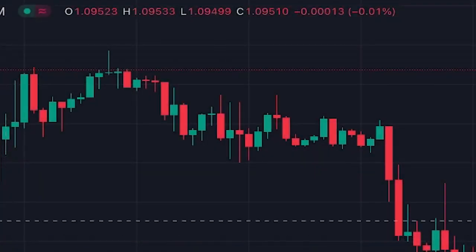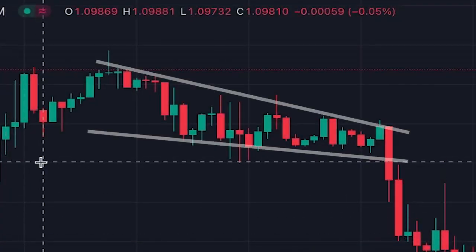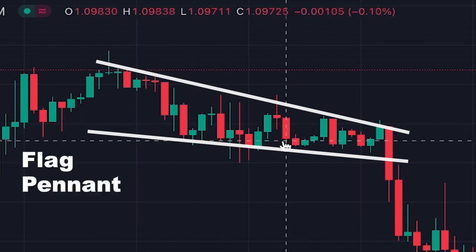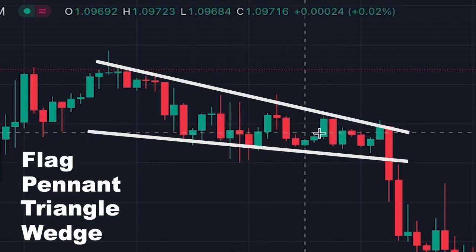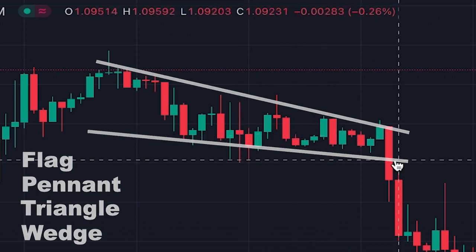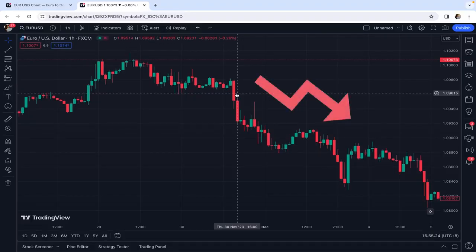If you have experience of price action analysis, you know that there are some patterns like flag, pennant, triangles, and wedge that show contraction in the market. They show very low volatility and they tell us that the market is ready for a breakout, usually an explosive move and sharp advancing or declining of the price.